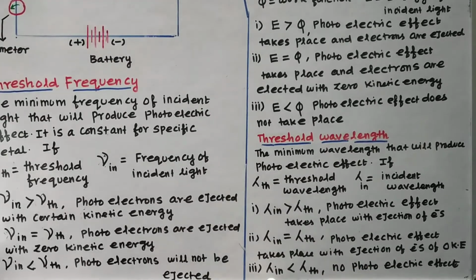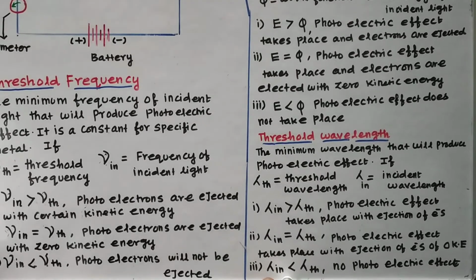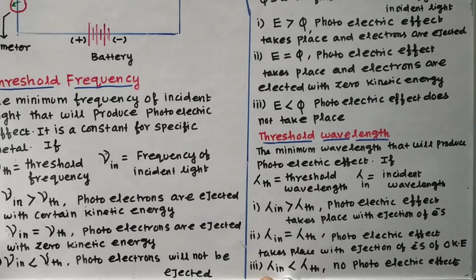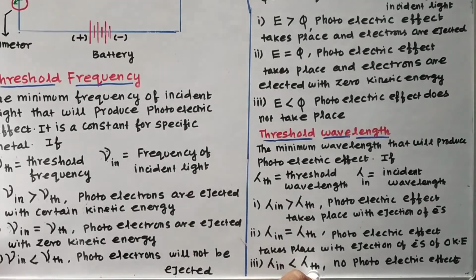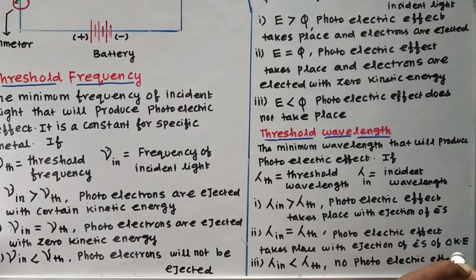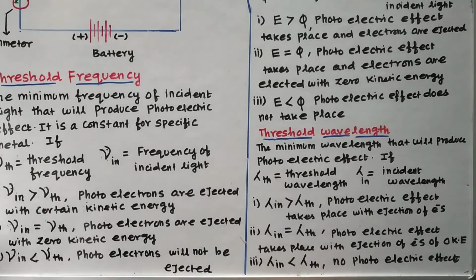Third one, λ_in less than λ_Th. It means the wavelength of the incident light is lower than the threshold wavelength. No photoelectric effect takes place and the electrons are not ejected from the surface of the metal.